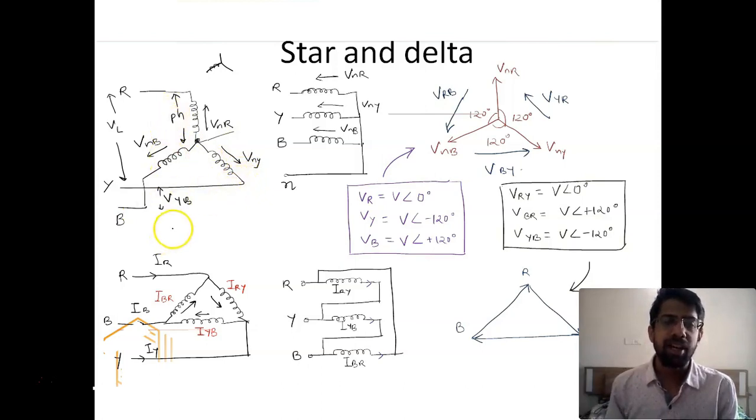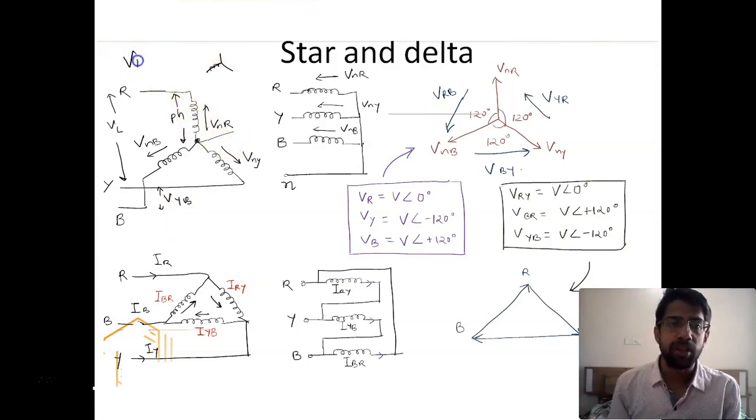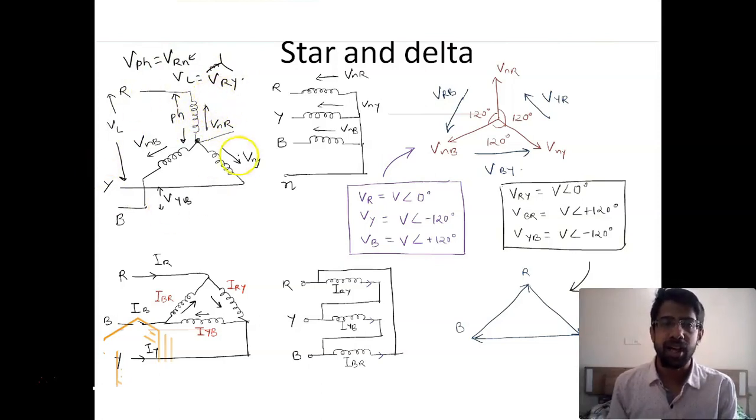So in a star connection, the phase voltage VPH is equal to VRN, where N is nothing but the neutral point, and the line voltage is VRY. So this is how you can model a star connection and define the voltages and currents. The line current is the current passing through the line. Here the current passing through the line and the current passing through the load are the same, and hence the line current and phase current are equal.